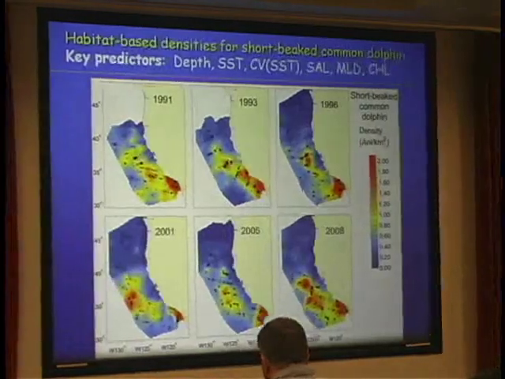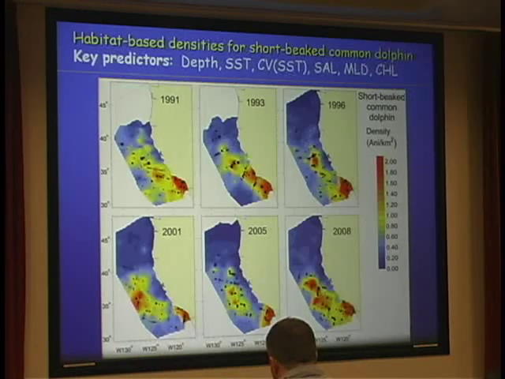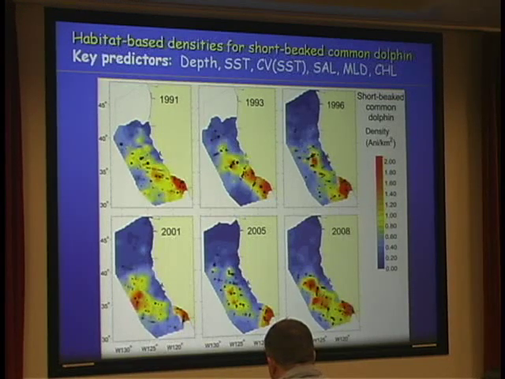So this is an example for the short-beaked common dolphin, one of the most abundant delphinids in the California ecosystem. And those are those same six surveys that we covered within the California Current. And it shows the predicted densities. Again, reds are higher densities, blues are lower densities, and then the black dots show where we actually had sightings. Bigger dots mean more animals.